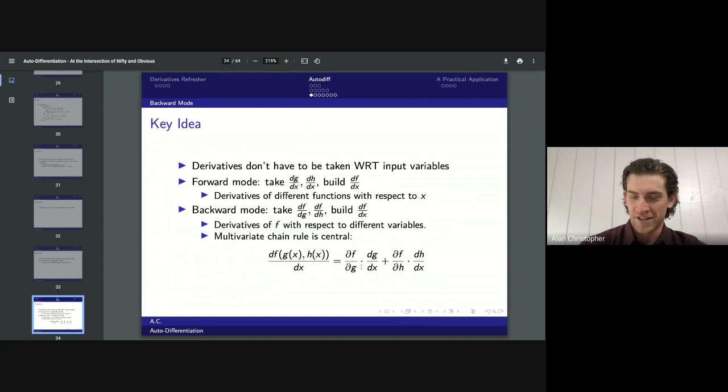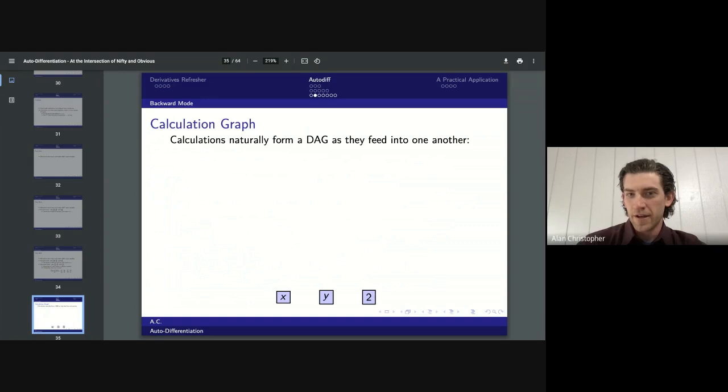All right, so I'm not sure how I'm going to do this. So as always, if we can't solve it in computer science with a graph, we probably can't solve it. So let's start by building a graph. And we'll note that my calculations naturally form a DAG as they feed into one another.